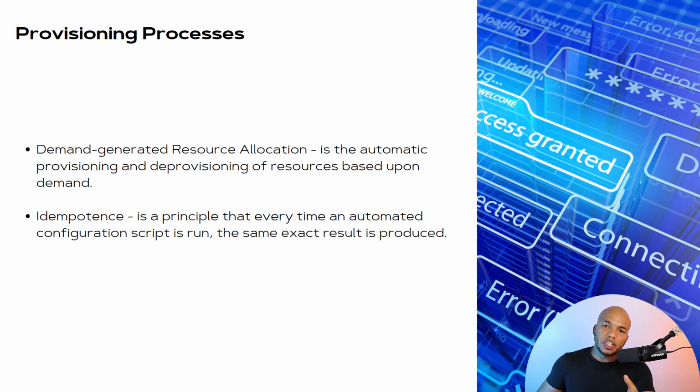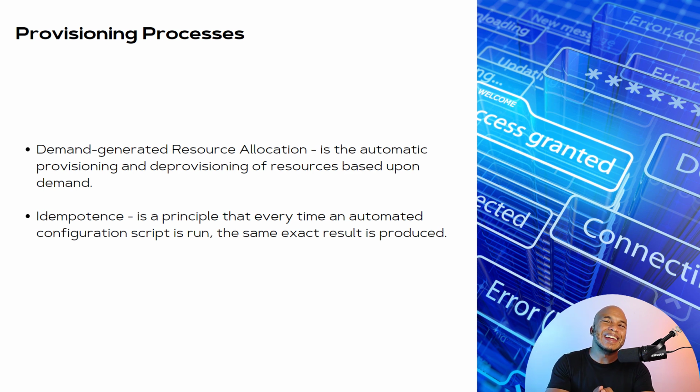Now with the provisioning processes, there are two basic points in here. You have your demand generated resource allocation. So this is the automatic provisioning and the provisioning of resources based upon demand. So you want this resource, okay, here you go, that's the resource. Or you want us to take away this resource, you don't need it anymore, fine, we're gonna take away the resource. That's basically what this is.